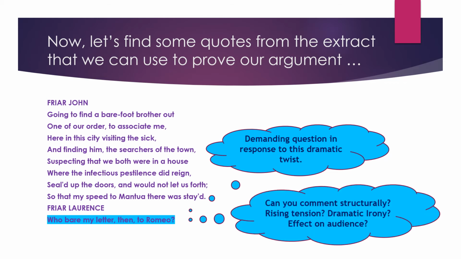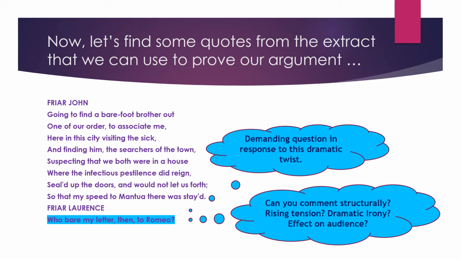So here I've just annotated that this is a demanding question in response to this dramatic twist. And then let's think about if we can comment on this structurally. Now remember, you as the audience watching this play have known the outcome, you've known the end of the play from the very, very beginning when the prologue is read to you by the chorus. So remember, you have Shakespeare using that dramatic irony where you know everything but the characters don't.